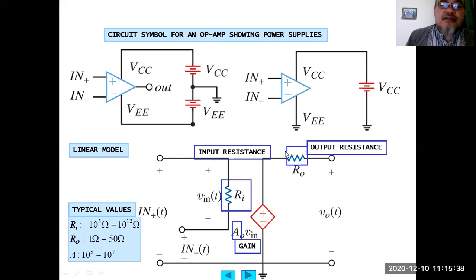Output resistance, on the other hand, is very low, almost close to 0 ohm. 0 ohm basically is a short circuit, right? But it still has some values, 1 ohm until 50 ohm. The gain itself ideally is very high, infinity, but typical values in any op-amp components are hundreds of kilo ohm until tens of mega ohm, 10 to the power of 5 until 10 to the power of 7.